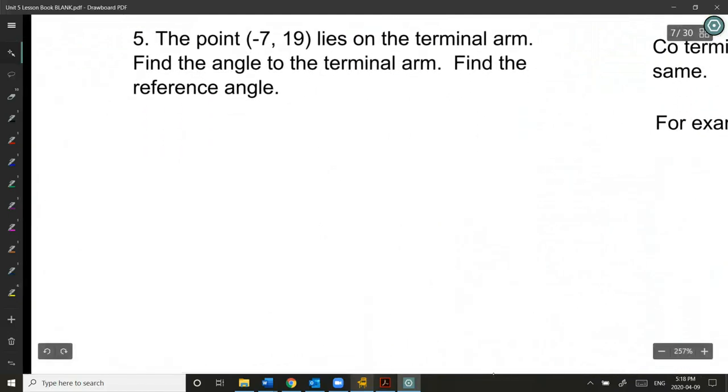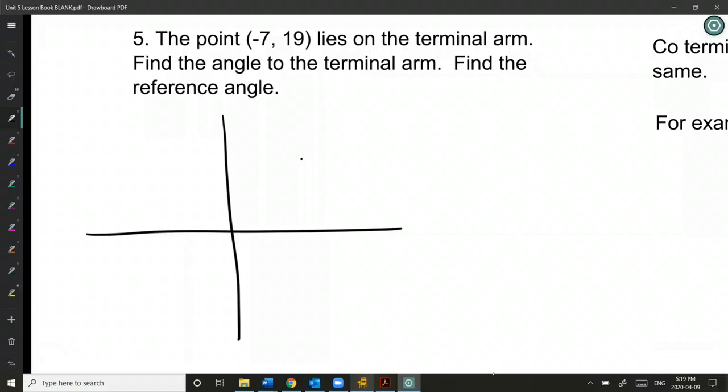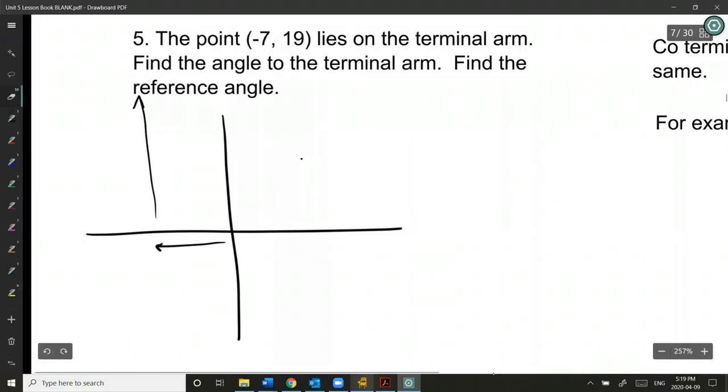Okay, a couple other types of questions that you might see deal with x, y, and r are questions like number 5. So the point -7, 19 lies on the terminal arm. Find the angle to the terminal arm and find the reference angle. So if I think about where the point is, -7 for an x coordinate and 19 for a y coordinate, it's going to go left 7 units and up 19 units on the y-axis. So it's going to be somewhere, let's say, up here. There's our point, -7, 19.